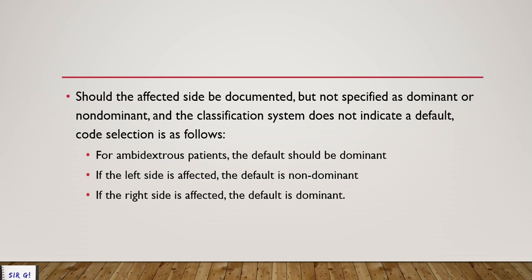Okay, but if the left side is affected, the default is always non-dominant. If the right side is affected, the default is dominant. So it's the opposite. Even if there's no documentation of dominant or non-dominant side, if the right side is affected, automatically we will consider that as the dominant side. But if the left side is affected and there's no documentation of being dominant or non-dominant, the default is always the left side as a non-dominant side.